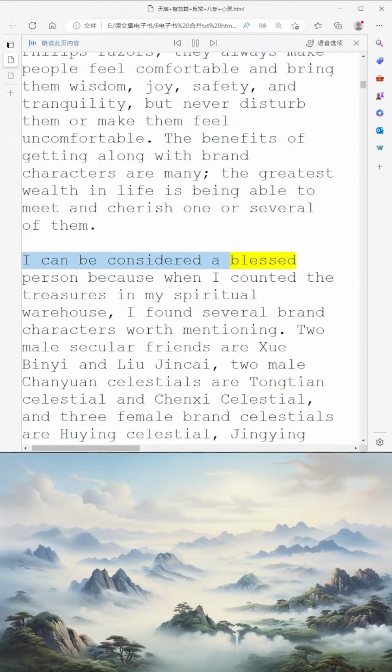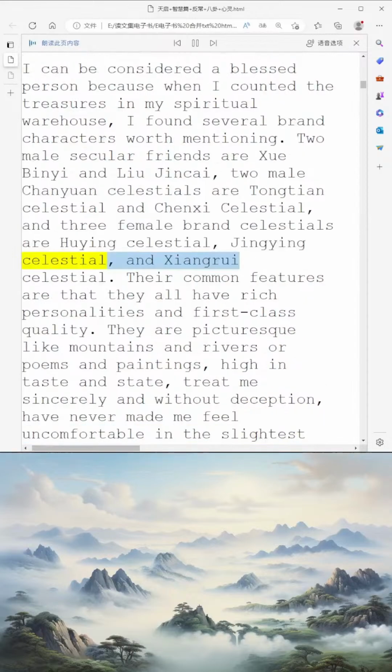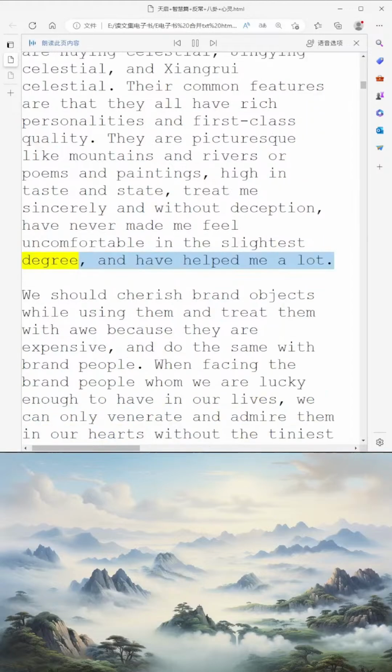I can be considered a blessed person because when I counted the treasures in my spiritual warehouse, I found several brand characters worth mentioning. 2 male secular friends are Xue Binyi and Lu Jinkai. 2 male Chanyuan Celestials are Tongtian Celestial and Qinxi Celestial. And 3 female brand Celestials are Huiying Celestial, Jingying Celestial, and Xiangrui Celestial. Their common features are that they all have rich personalities and first-class quality. They are picturesque like mountains and rivers or poems and paintings, high in taste and state, treat me sincerely and without deception, have never made me feel uncomfortable in the slightest degree, and have helped me a lot.